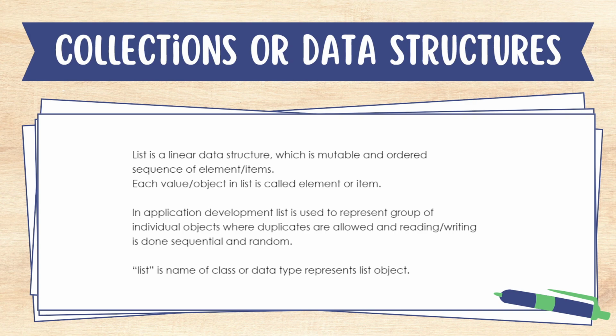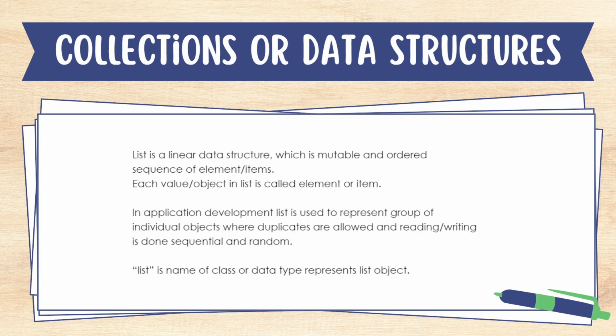List is a linear data structure which is a mutable and ordered sequence of elements or items. Each value or object in a list is called an element or item. In application development, a list is used to represent a group of individual objects where duplicates are allowed and reading and writing is done sequentially and randomly. List is the name of the class or data type that represents a list object.